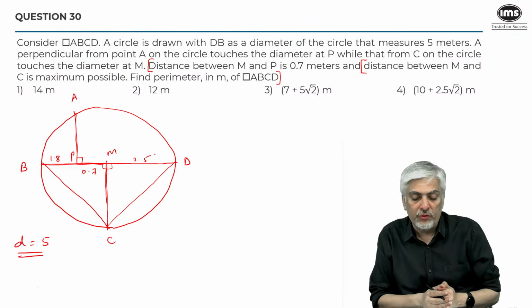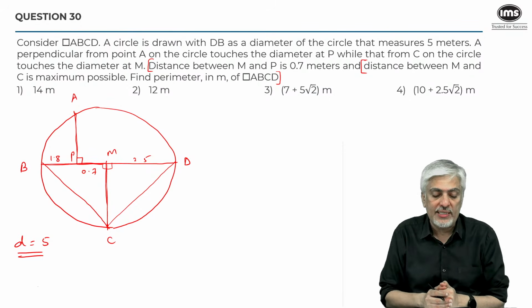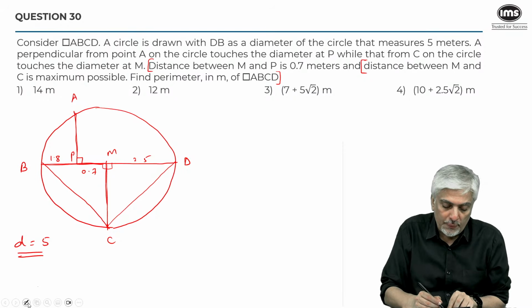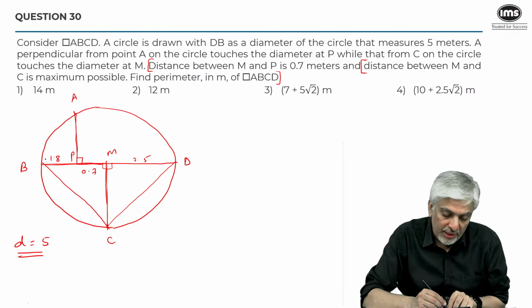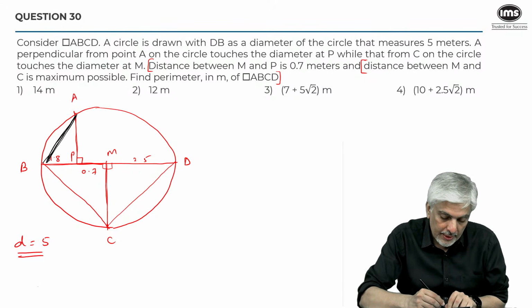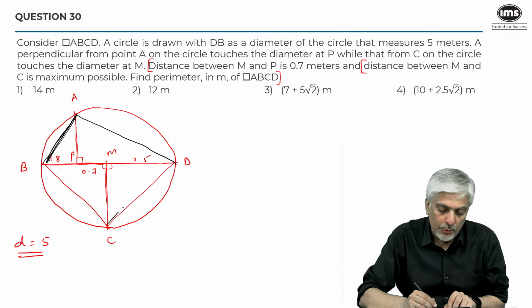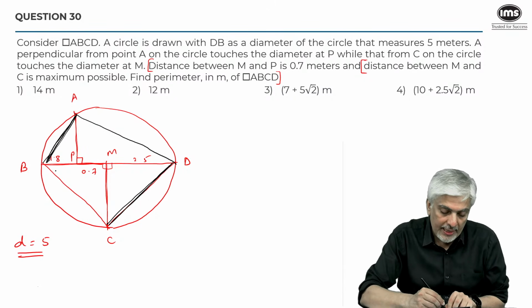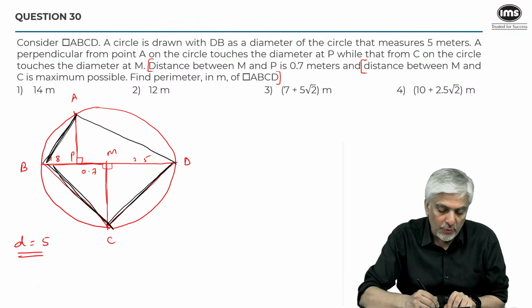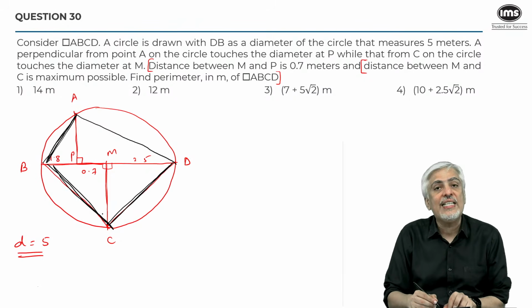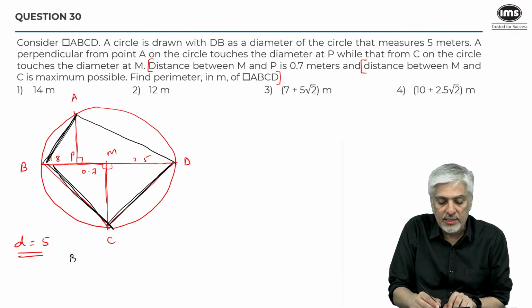What do we want to find? We want to find the perimeter of quadrilateral ABCD. Let's draw the perimeter of ABCD in a different color. So I want to find AB, AD, CD, and BC. Out of which BC and DC look easier, so let's finish that part first.